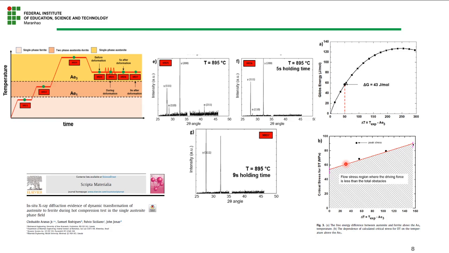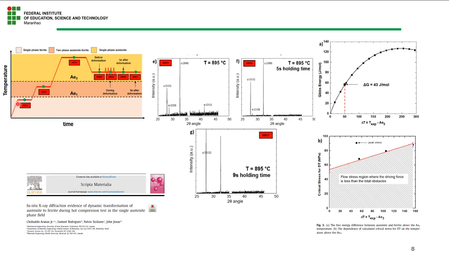So to see this, you can do in situ detection of this kind of transformation. The first exercise that we did, we used a Gleeble machine coupled with an X-ray diffraction beam, which I'll show in the next slide about the methodology. But this was already in the previous result, where we applied a compression test. This means that what we did was this schedule here.